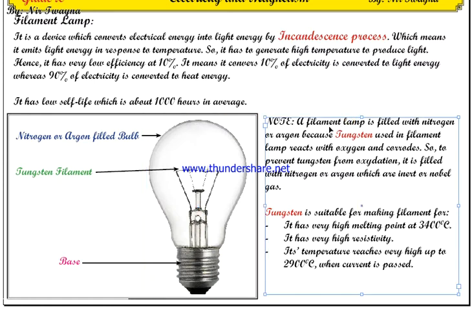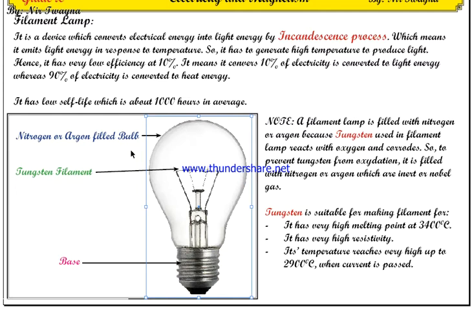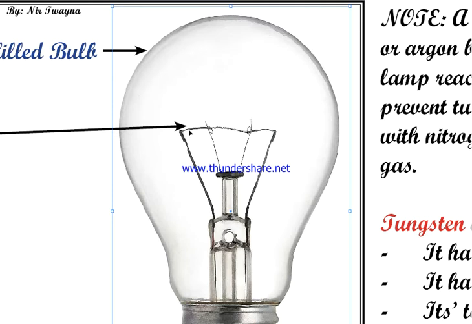Next, look here. A filament lamp is filled with nitrogen or argon. Here is an important point. I told you that this is a bulb made of glass, and inside it a filament is kept. And what is filled inside the bulb? Is it normal air? If it was normal air, then why would we need to cover it with a glass bulb if it is simply air? But you should know that it is not air inside the bulb. It is either nitrogen or argon.